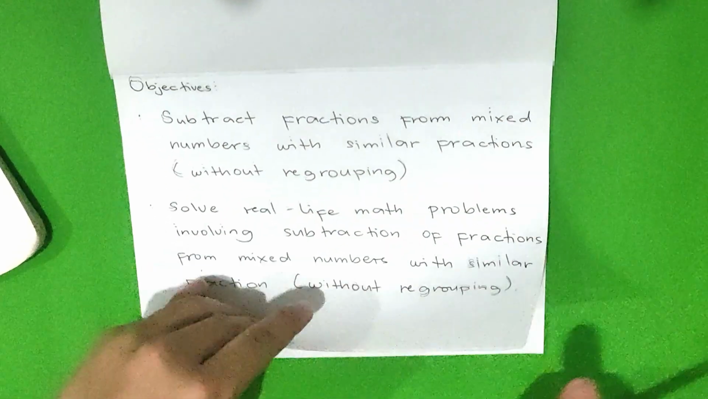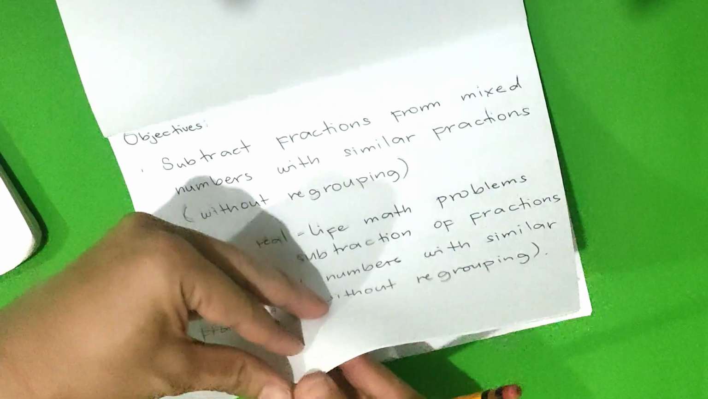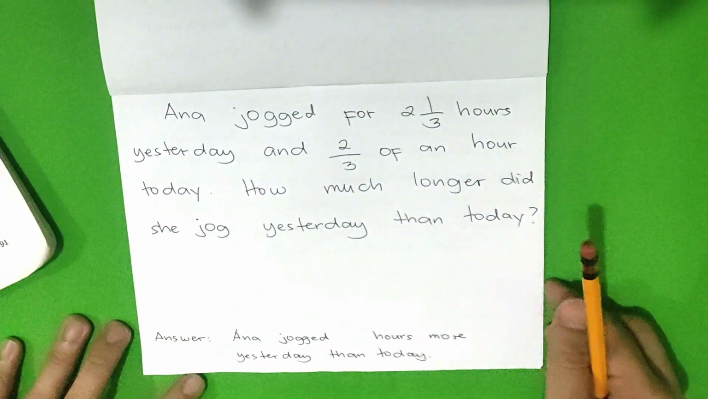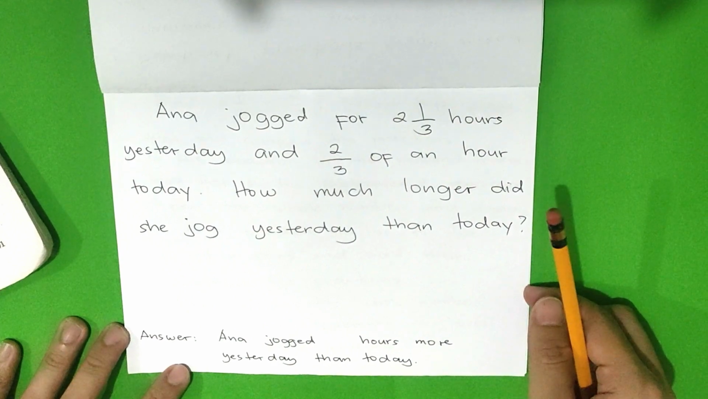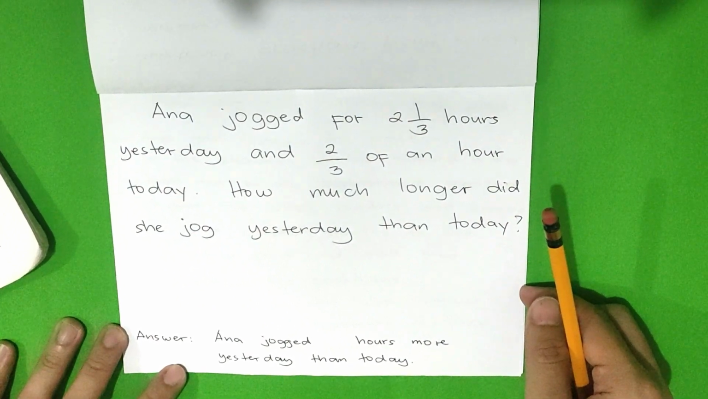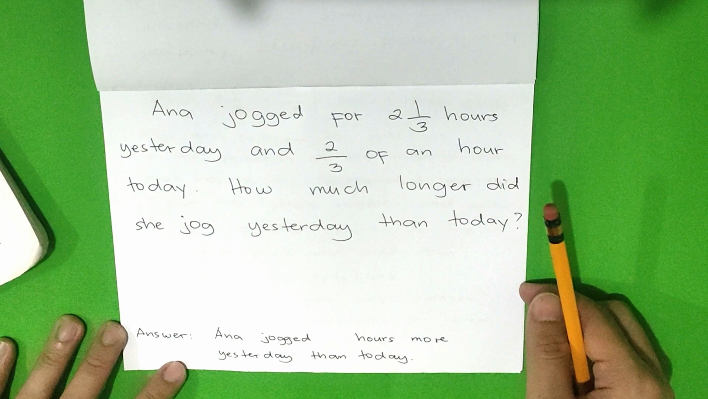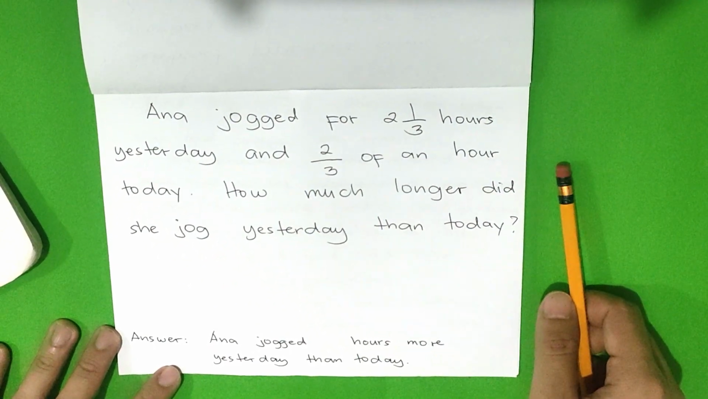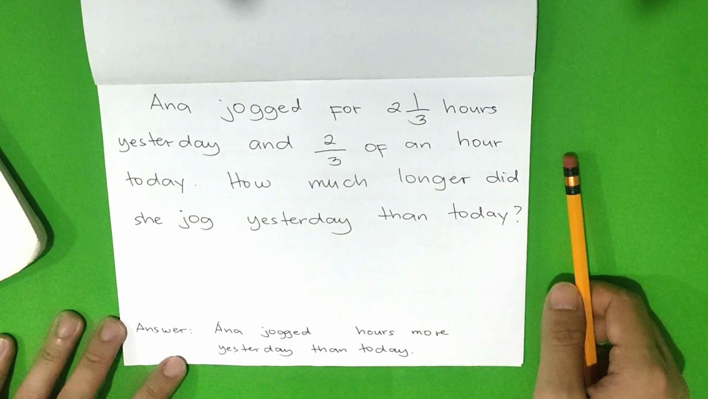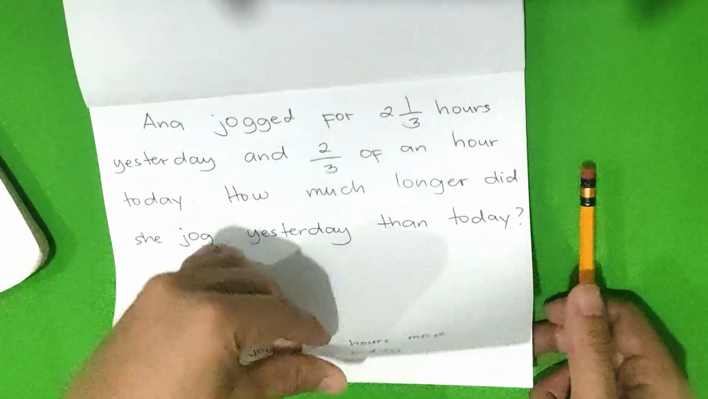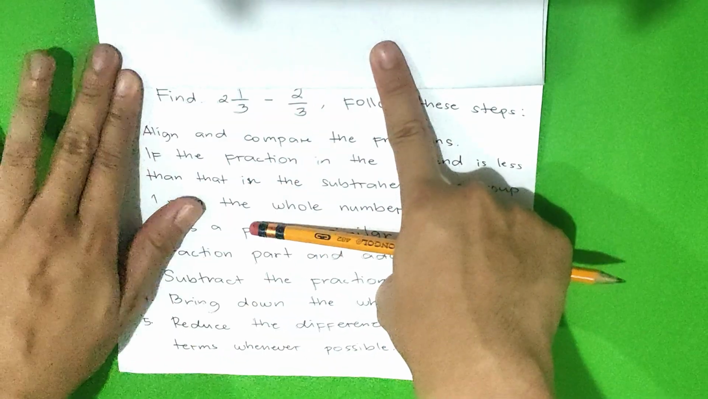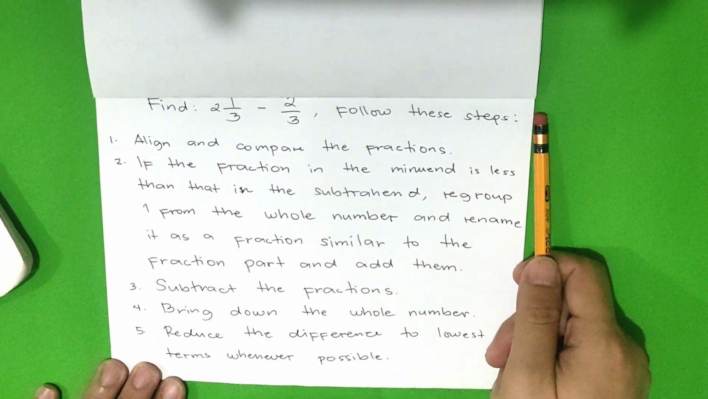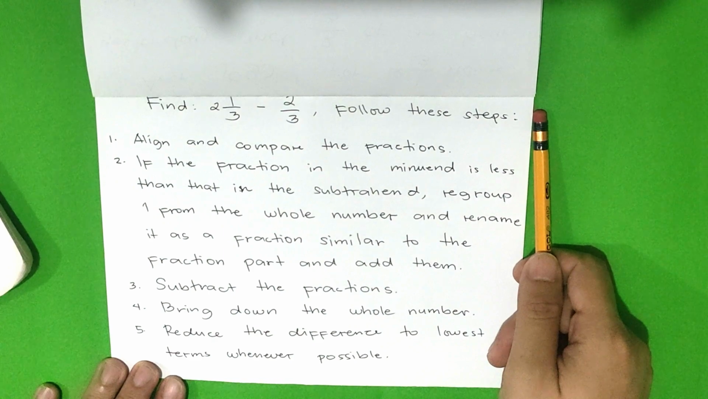So here is an example. Anna jogged for 2 1/3 hours yesterday and 2/3 of an hour today. How much longer did she jog yesterday than today? So to find 2 1/3 minus 2/3, let's follow these steps.